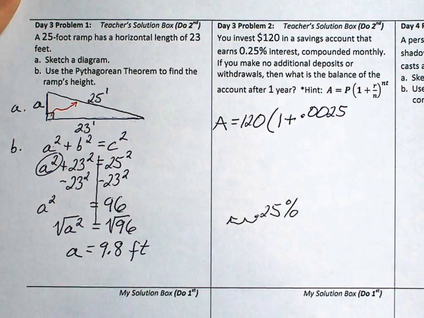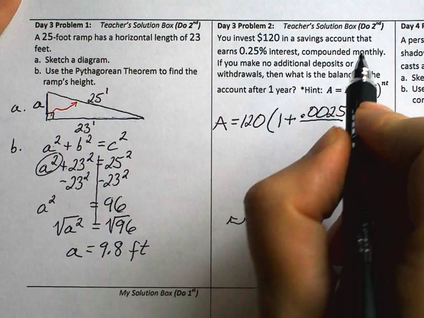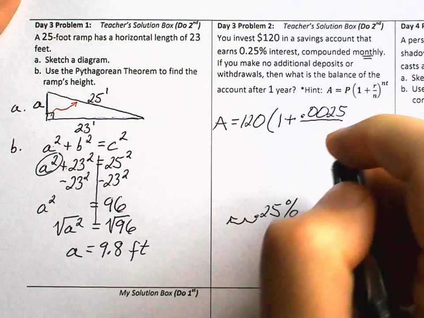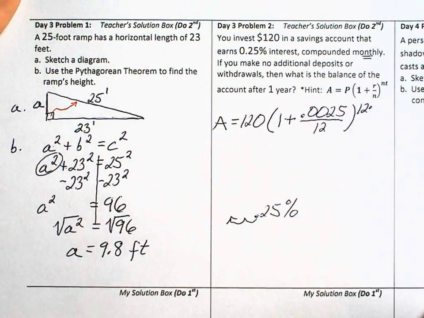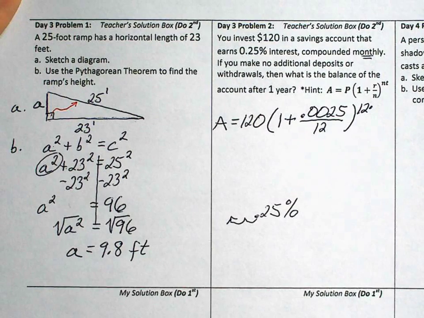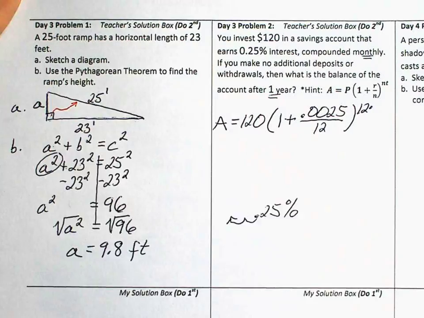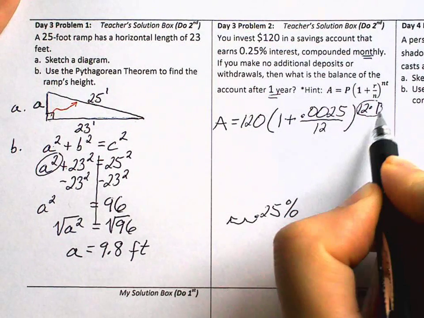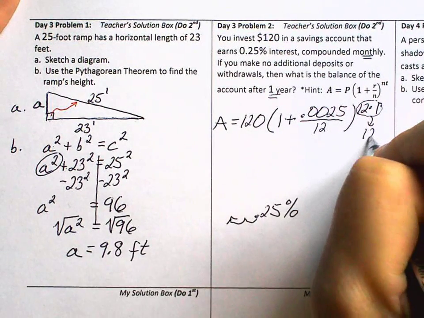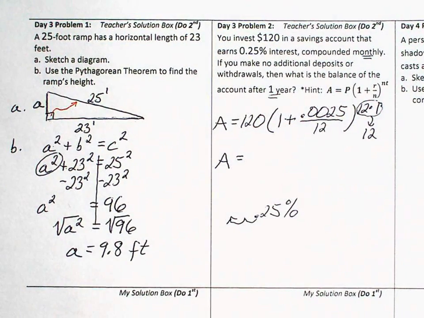0.0025. The letter N is the number of times per year that the interest is compounded. We are told that it occurs monthly, so N is 12. In the exponent, the N is 12, and now the T, the time in years. We're leaving our money in the bank for 1 year, so T is 1. When we type this in, 12 times 1 is just an exponent of 12. So let's type this in and see what answer we get.